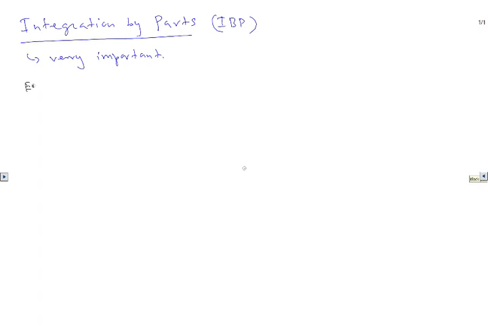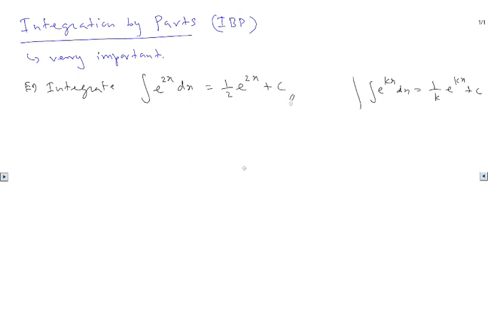Let's say, for example, integrate e to the 2x dx. This is very easy to integrate. Remember, we had a formula. What the formula says is, if we have e to the kx dx, the integral is 1 over k e to the kx plus c. So you simply divide by k. That means according to that formula, this is simply 1/2 e to the 2x plus c. Okay, so we can do it.